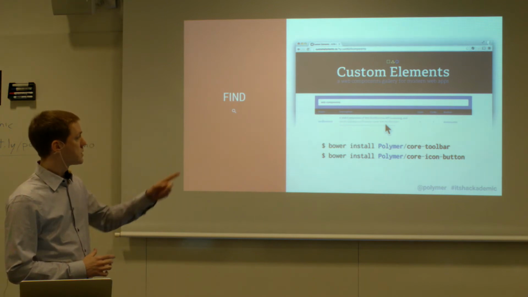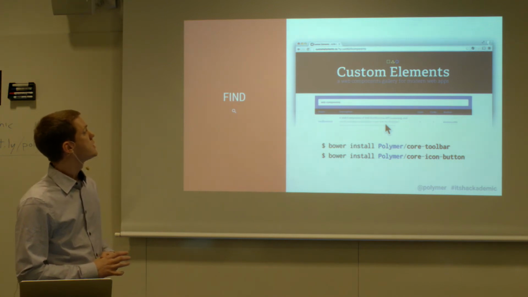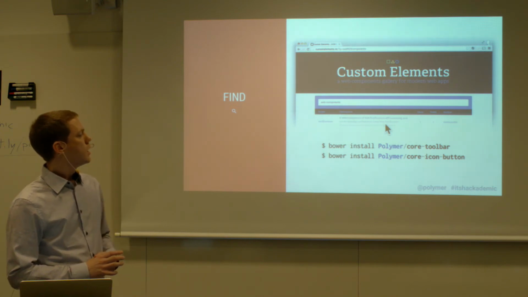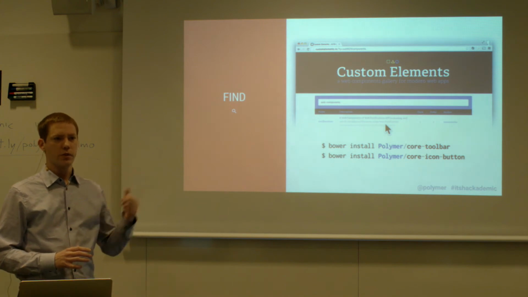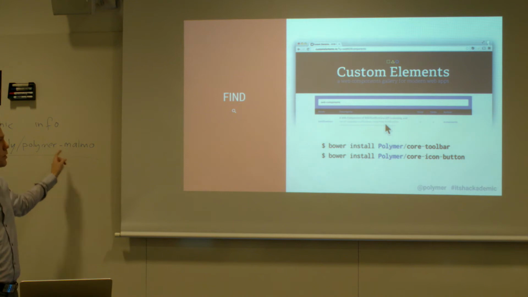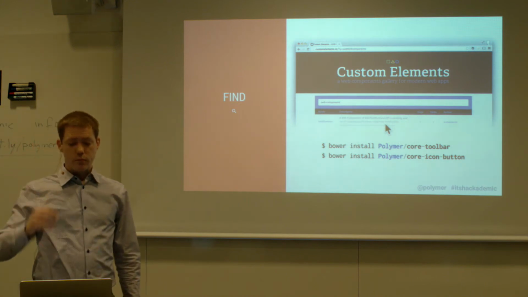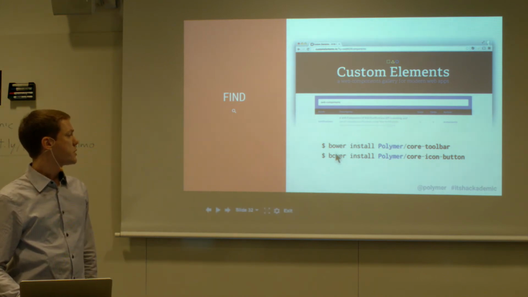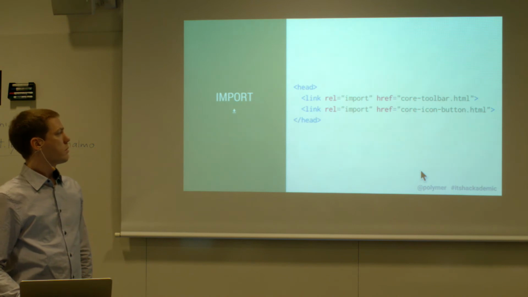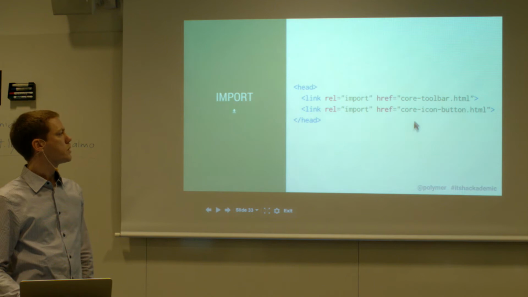And it's easy to find because you have many different sites like this, customelements.io, and there's a link to these sites in the gist on there later on. And you just use a package management like Bower to install the dependencies you have. You import it like this. Here we say we have a core toolbar we want to import and some icon button thingy.